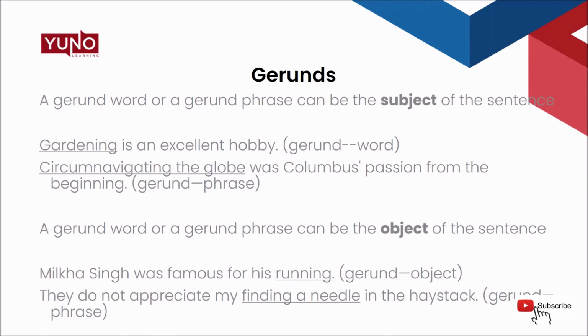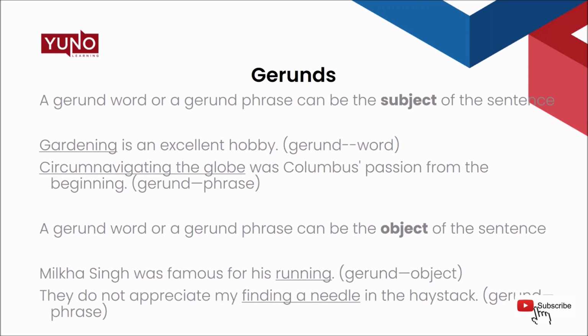Similarly, a gerund word or a gerund phrase can be the object of the sentence as well. Like Milkha Singh was famous for his running. See, here the subject of the sentence is Milkha Singh. But why was Milkha Singh famous? He was famous for his running. So here, running is a gerund, but it is not the subject, rather it's the object of the sentence.